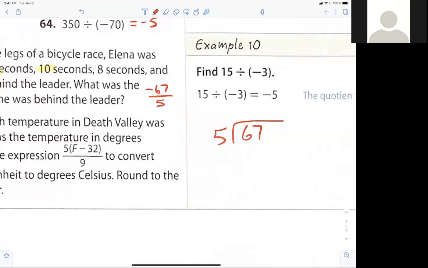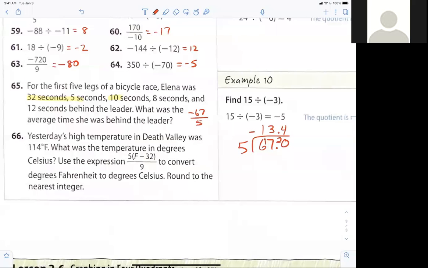67 divided by 5. How many times does 5 go into 6? Shh. 1 with how many left over? 5 goes into 17. 3 times. So then the decimals here, you add a 0. So how many's left over from that? 5 goes into 17 how many times? 3. So what's the remainder? 2. Yes. 5 goes into 20? 4 times. Yes. So she's negative 13.4 seconds behind the leader. You okay with that? Yeah. All right, good. Okay, good for you, Austin. Let's go.